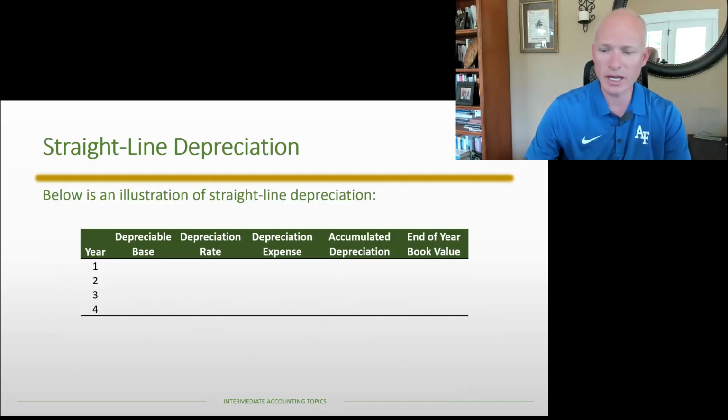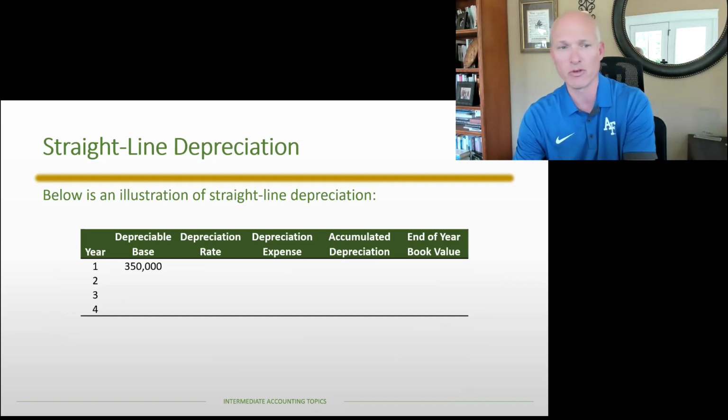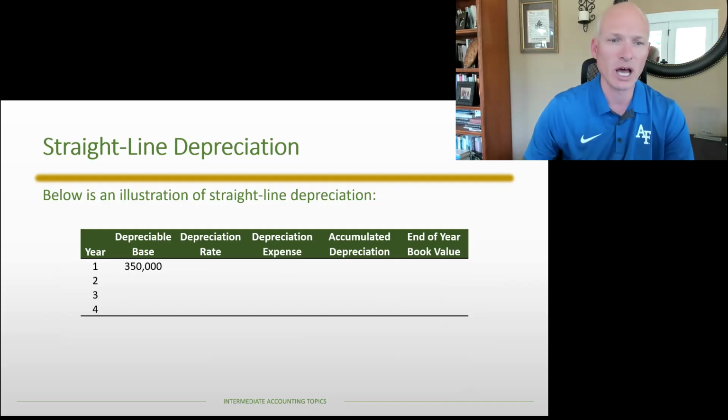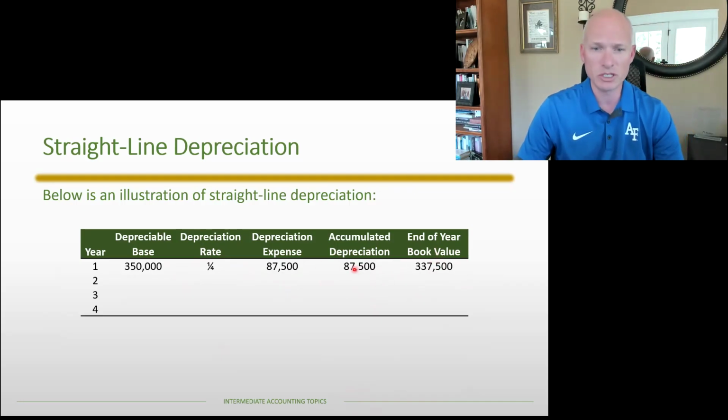So looking at our straight line example, the depreciable base again is the capitalized cost minus the residual value. So that's $350,000. The rate, again, with straight line, it's even over every single year. So the rate is 1/4 or 25%, which is 87,500 per year. That's what we just calculated. And so after the first year, the accumulated depreciation is 87,500. And again, the book value is the capitalized cost, which is 450,000 minus the accumulated depreciation, which in this case is 87,500, which means our end of year book value is 337,500.